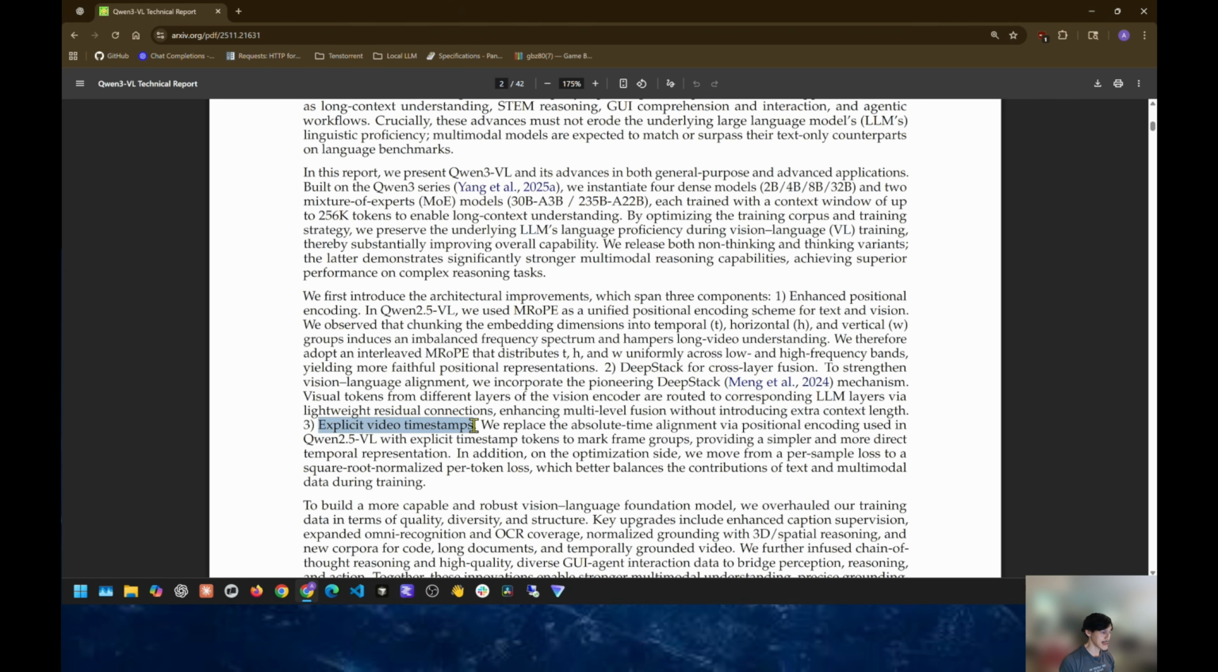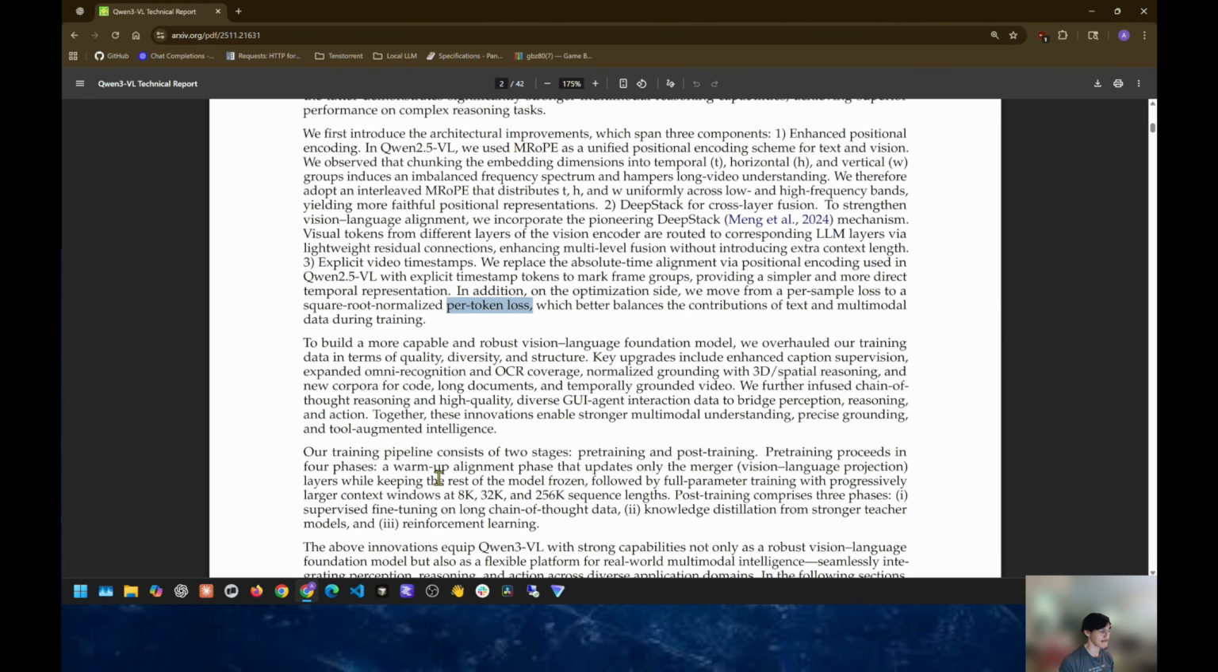3. Explicit video timestamps. We replace the absolute time alignment via positional encoding used in Qwen 2.5 VL with explicit timestamp tokens to mark frame groups, providing a simpler and more direct temporal representation. In addition, on the optimization side, we move from a per sample loss to a square root normalized per token loss, which better balances the contributions of text and multimodal data during training.